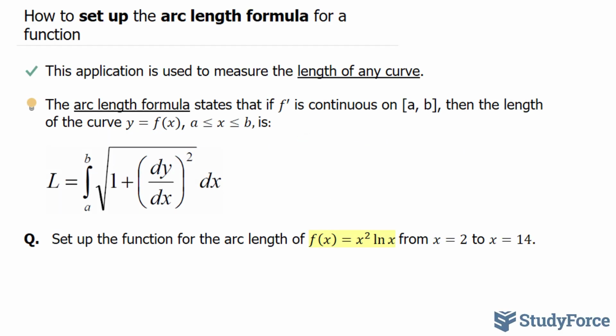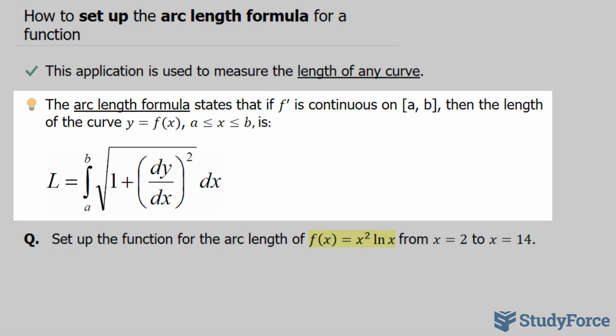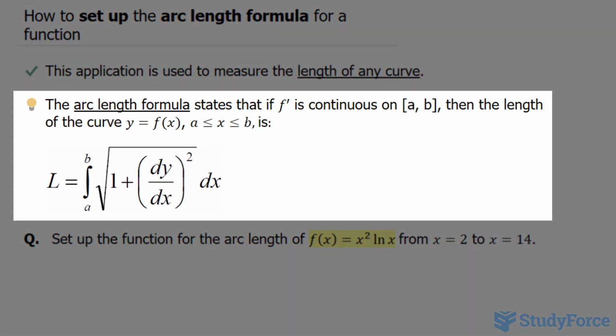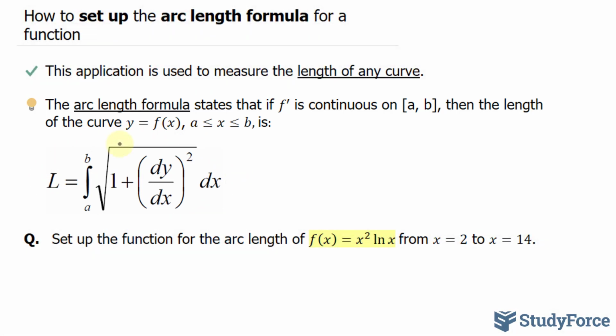In this quick video, I'll show you how to set up the arc length formula for a function. The arc length formula states that if f prime is continuous on the interval [a, b], then the length of the curve y equals f(x), where a is less than or equal to x and x is less than or equal to b, is defined like this. Now this application is used to measure the length of any curve.